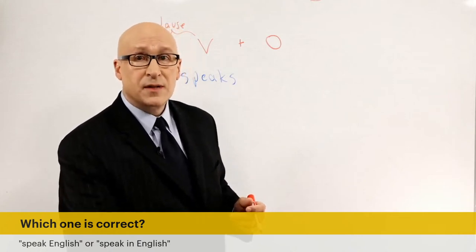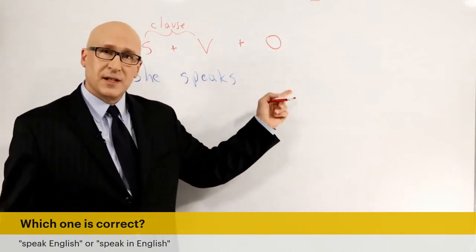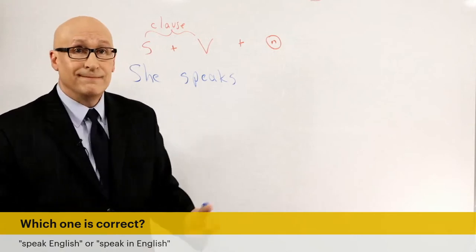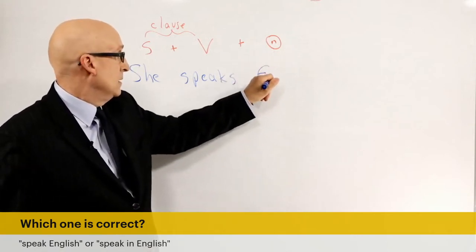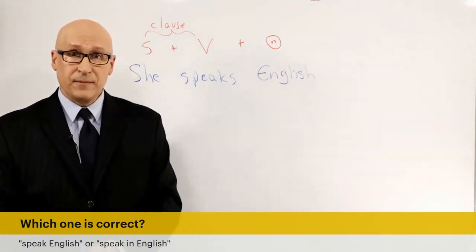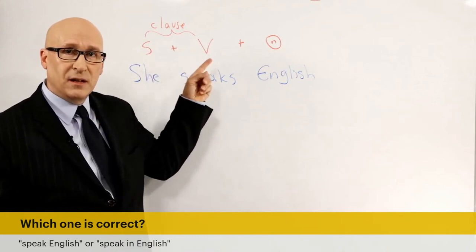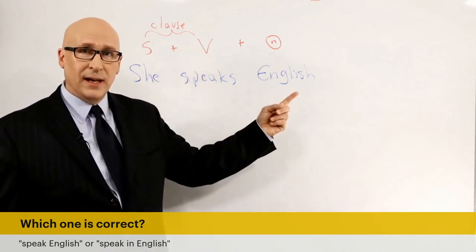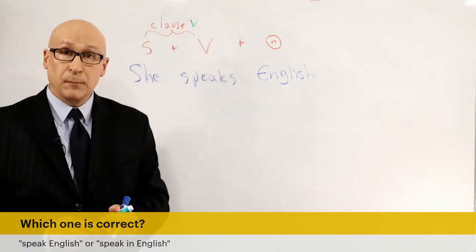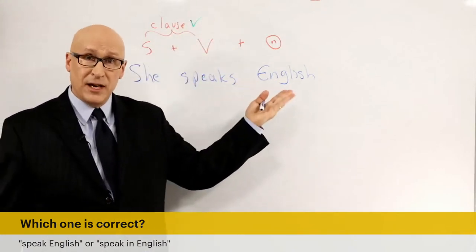Okay, so what does that mean for us? She speaks something. We need an object and we need it to be a noun. Well, English is a noun. She speaks English. Now we have a subject and a verb, and we have a complete idea. So now this is a clause. It's a complete idea expressed with a subject and a verb and an object.